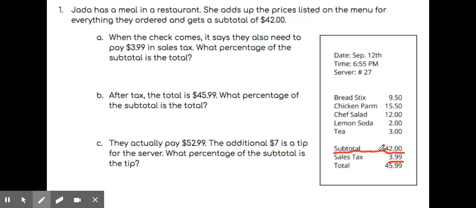Okay, so subtotal is always going to be your original amount. It's always going to be your 100%. So when the check comes, it says that they also need to pay $3.99 in tax. I want to know what percentage is that $3.99. What's your sales tax rate? So we know $42 is our OG amount, so it's 100. I want to know $3.99 is what percent?